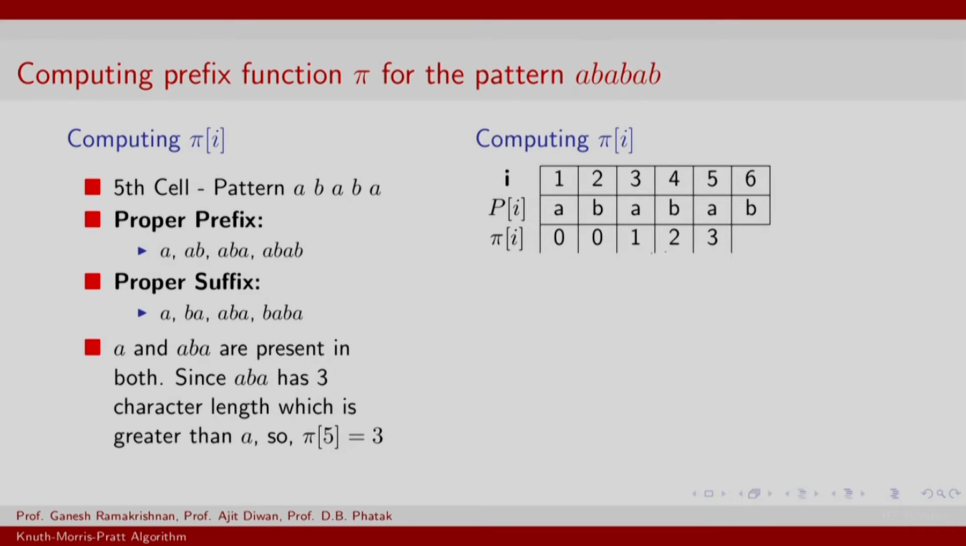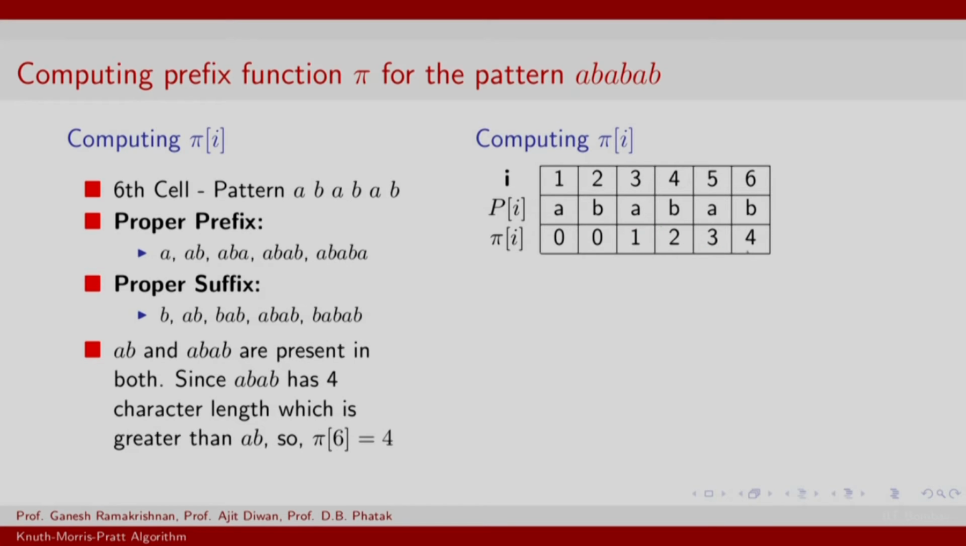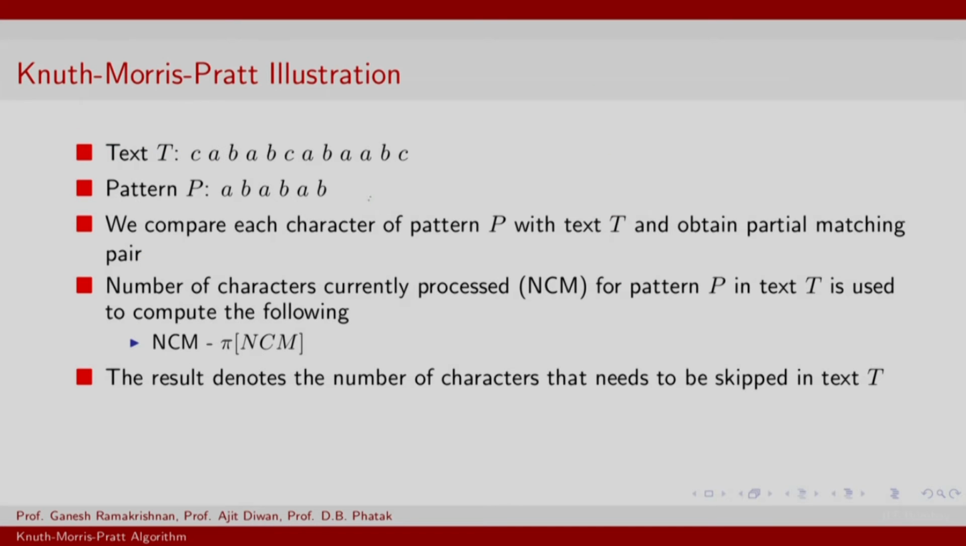So we continue this and we find that for pi 5 the length of the longest prefix, ABA, which is a proper suffix of P5, is 3. Pi 6 has a longest prefix of length 4, which is a proper suffix of P6. So given the table, let's try and do pattern matching on text T. We will revisit the construction of that table in a more efficient manner once we have learned sufficiently from the KMP pattern matching process itself.